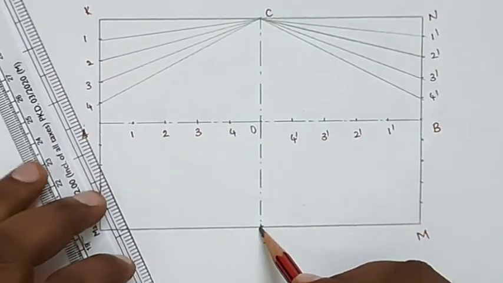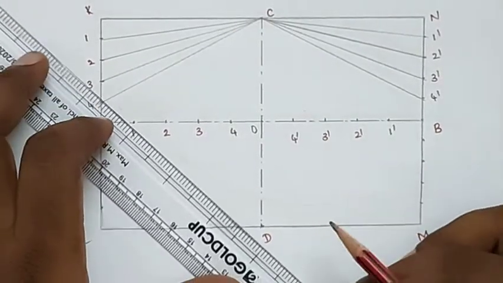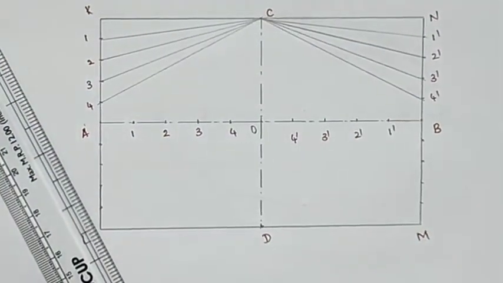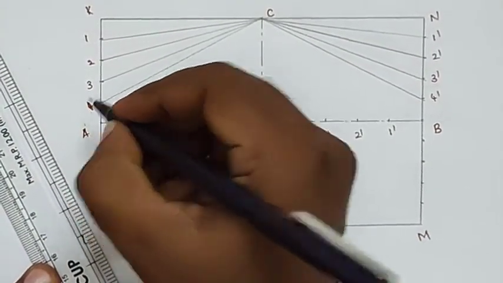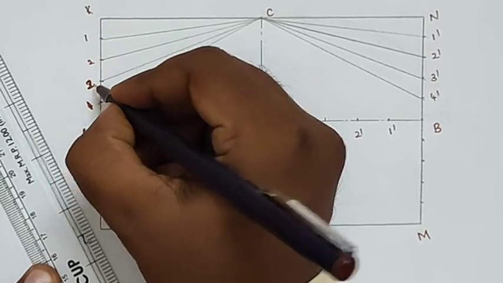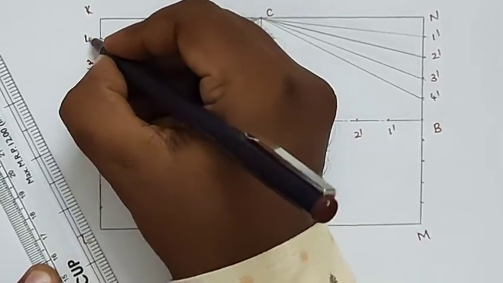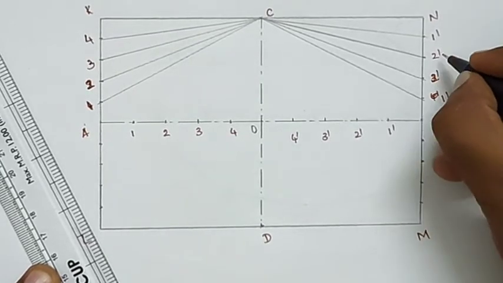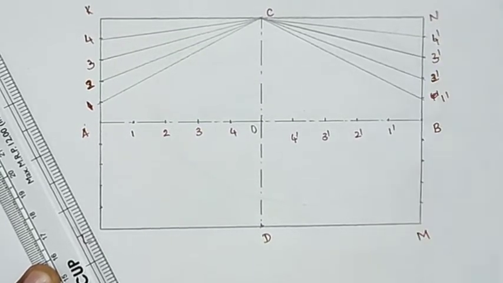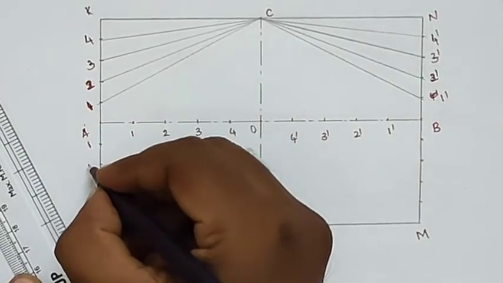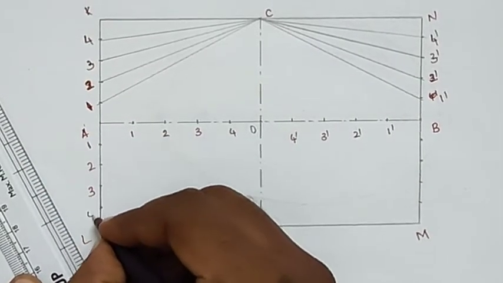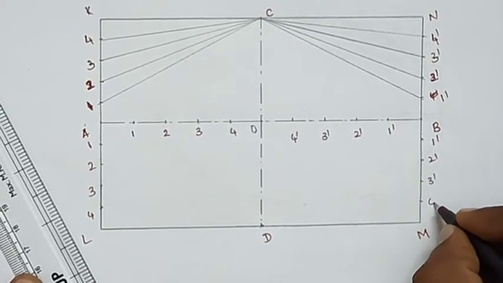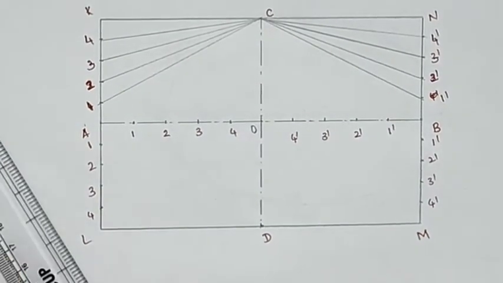Now from the point D, you can join D to 1. Here you can locate points as 1, 2, 3, 4, from point A. In this direction also we give the 1 dash here, 2 dash here, 3 dash, and this is 4 dash. In this direction also 1, 2, 3, 4, and in this direction also 1 dash, 2 dash, 3 dash, 4 dash. Like that we give the names.